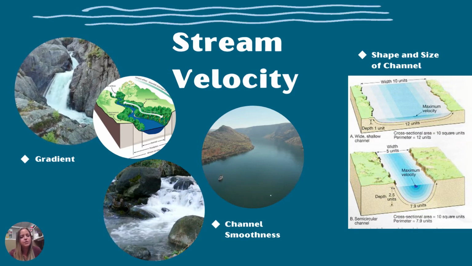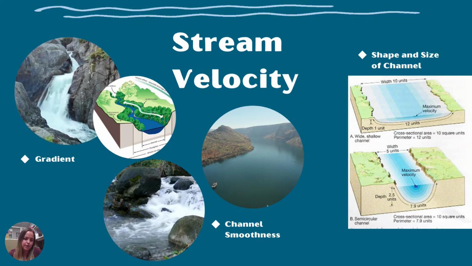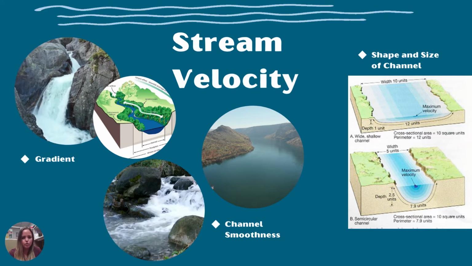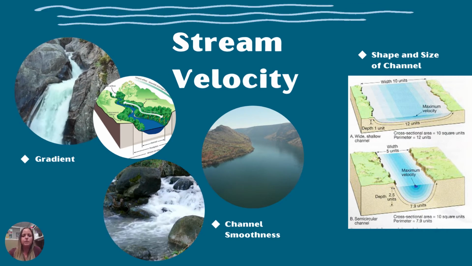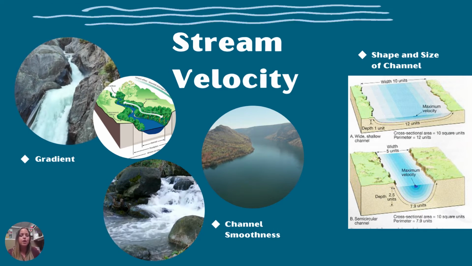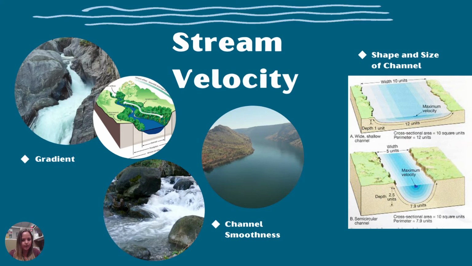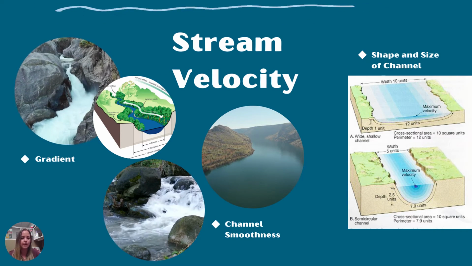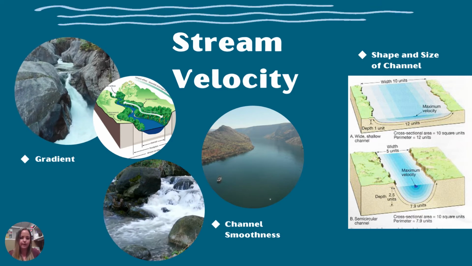All right, then we can look at stream velocity. So stream velocity is controlled by these three factors. One being gradient: the steeper the gradient, the steeper the hill, the faster the water is going to move. So the water is not going to move very quickly if it is a flat area. So through the Central Valley, the water doesn't move super quickly because the gradient isn't very high.